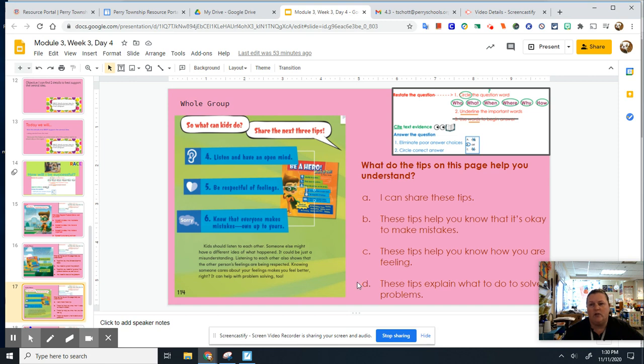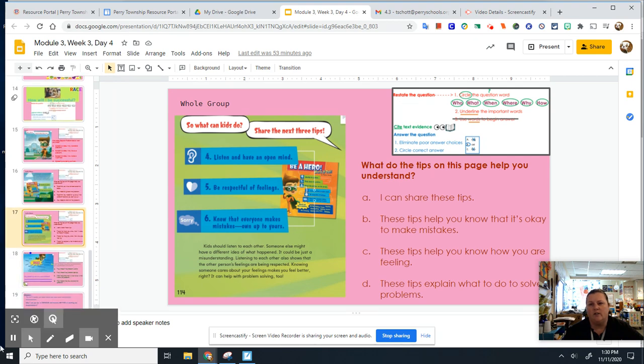So go ahead and go to your Google form and fill in the circle next to letter D. When you're finished, come on back.